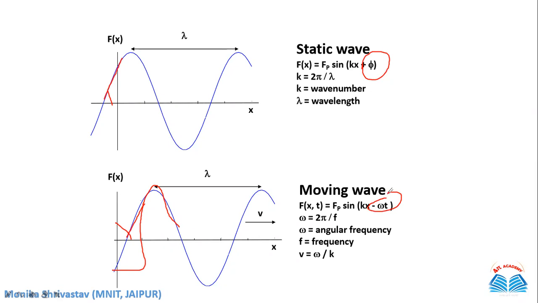So the equation will be f(x) equals to f_p sine(kx minus omega t). What is omega here? Omega is the angular frequency. Omega equals to 2 pi f, where f is the frequency. We can also write a relation between velocity v and omega, that is v equals to omega upon k.